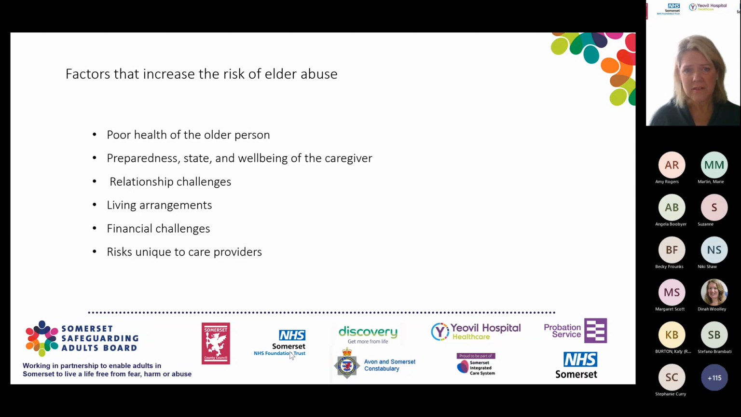So risks unique to care providers. There are many: care fatigue, stressful working conditions, poor training, poor leadership, lack of staff, so there are work pressures, and lack of support, working too many hours, and working in a closed culture.